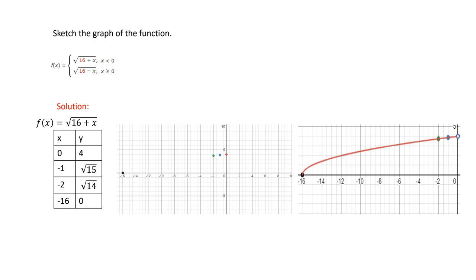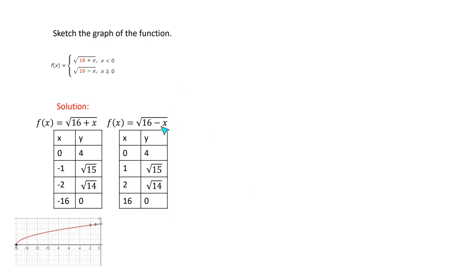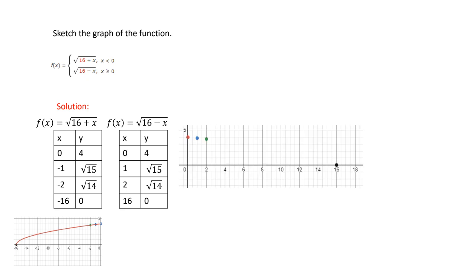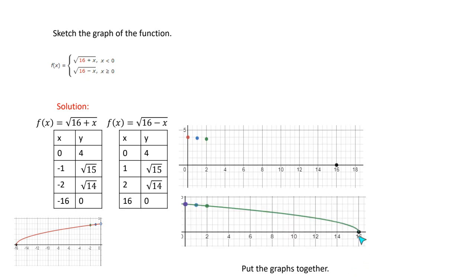Now let's look at the second part of the equation. So same thing, but now the condition is greater than or equal to 0. So I'm going to use 0, 1, 2, and I'm also going to use 16. So when x is 0, then we get 4. When x is 1, we get square root of 15. When x is 2, we get square root of 14. And when x is 16, we get 0. So if I plot those points, then it's going to look something like this. And at x equals 0, notice I have a closed dot.